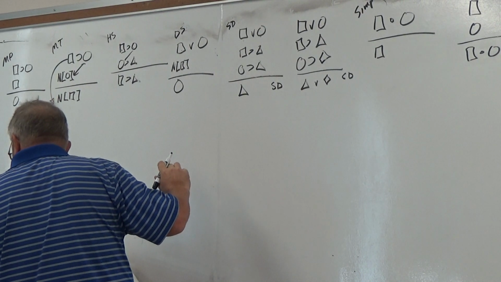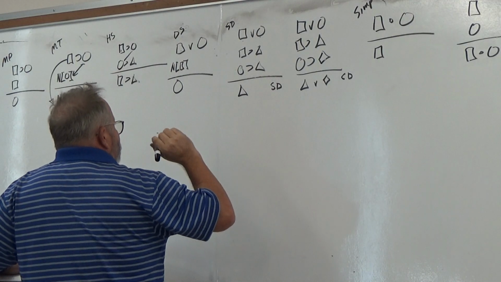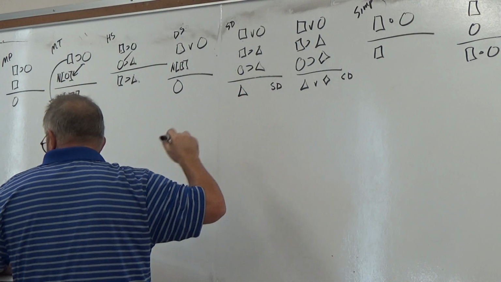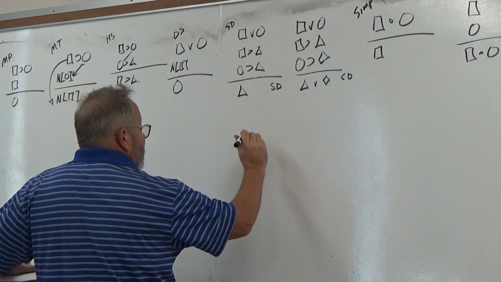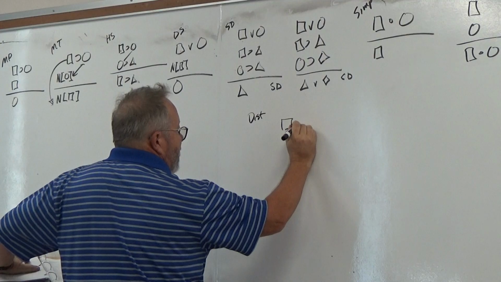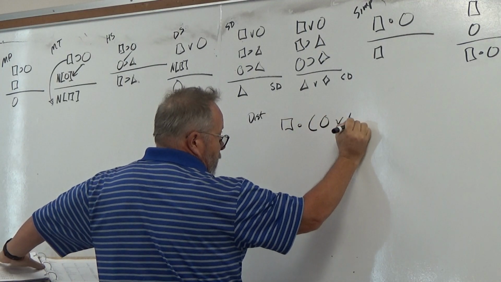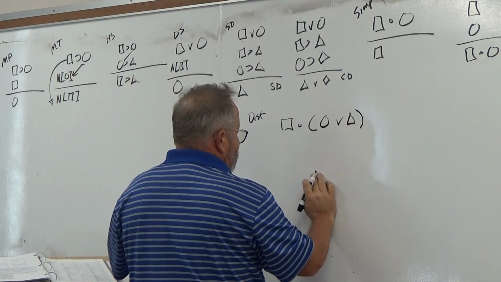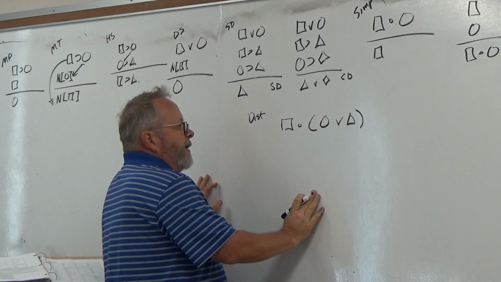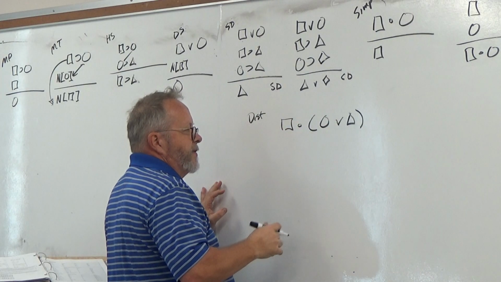Distribution. Okay. Now this is when we have a mix of ands and ors, okay? So distribution. Suppose I have a box and circle or triangle, okay? I can convert that, I can spread this box across.